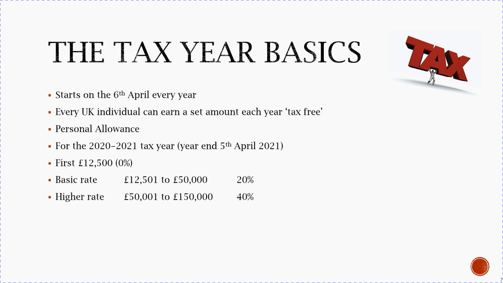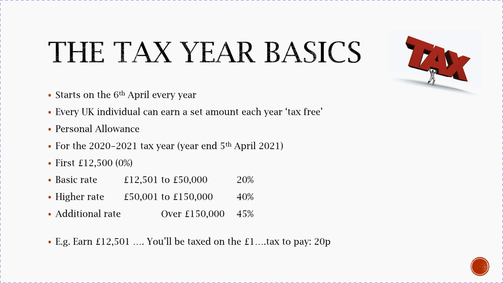Above the £50,000, you get into what's called the higher rate of tax, and at that rate, it's 40%. So if you earned £50,000 and £1, then the £1 above the £50,000 would be charged at 40%, and the sum you earned between £12,500 and £50,000 would be at 20%, and still the first £12,500 would be at 0%. And then there's still an additional rate. Anything over £150,000 is at 45%.